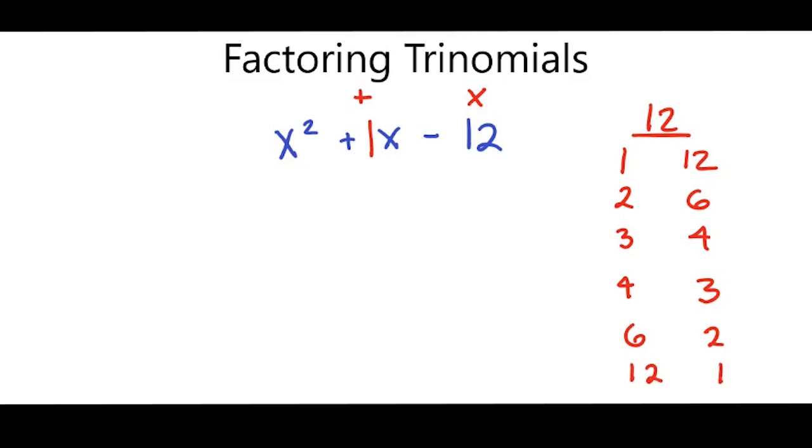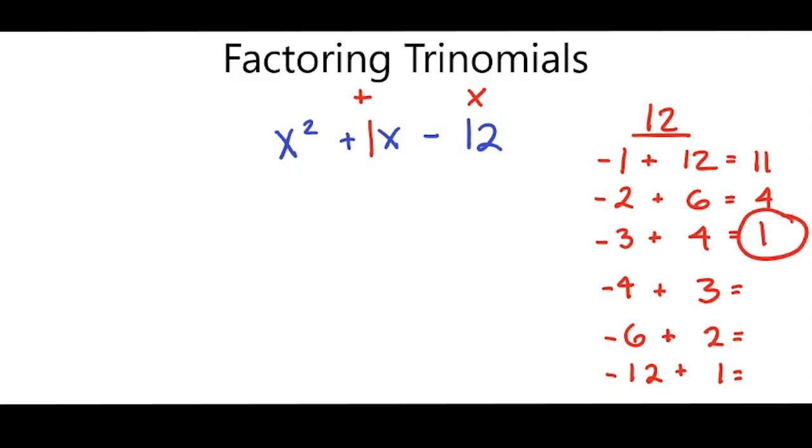All right, so we know that when we multiply all these together, they're going to be 12. But we know that it needs to be negative 12, so one of the numbers will have to be negative. So I will make the first one negative, and so when I add them together, negative 1 plus 12 is 11. Negative 2 plus 6 is 4. Negative 3 plus 4 is 1. Well, we already found it. Positive 1 is what we were looking for.